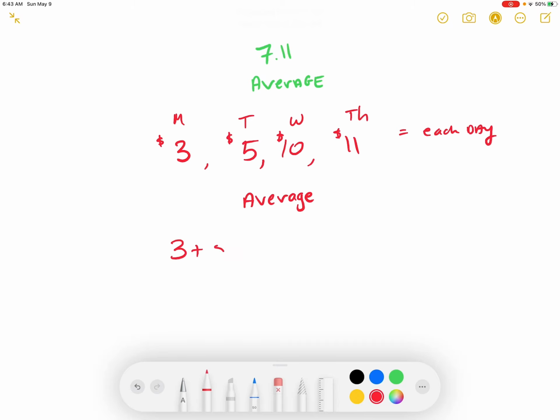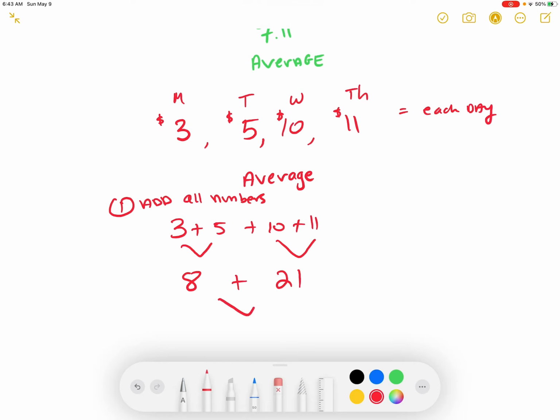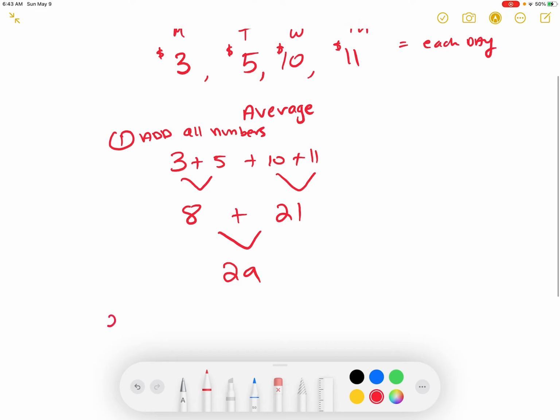So here's how you do it. You simply add the numbers. So 3 plus 5 plus 10 plus 11. So step 1 is add all numbers. So 3 plus 5 is 8. 10 and 11 is 21. 21 plus 8 would be 29.